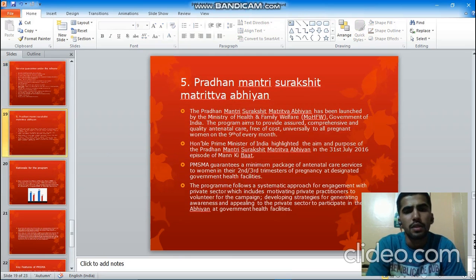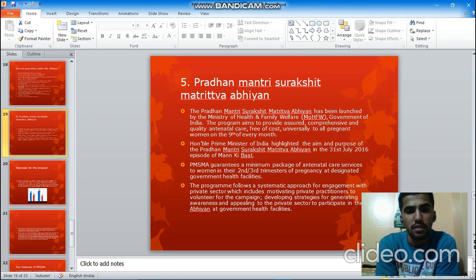So the fifth scheme is the Pradhan Mantri Surakshit Matritva Abhiyan. The Pradhan Mantri Surakshit Matritva Abhiyan has been launched by the Ministry of Health and Family Welfare, Government of India. The program aims to provide assured, comprehensive and quality antenatal care free of cost, universally to all pregnant women on the 9th of every month. The Honorable Prime Minister of India highlighted the aim and purpose of the Abhiyan in the 31st July 2016 episode of Mann Ki Baat.